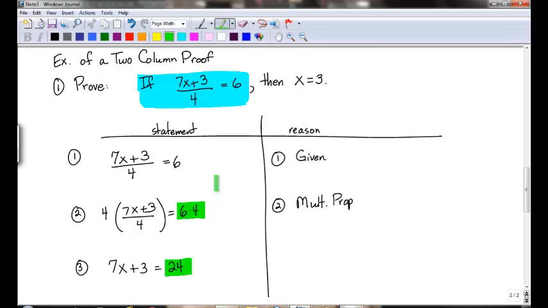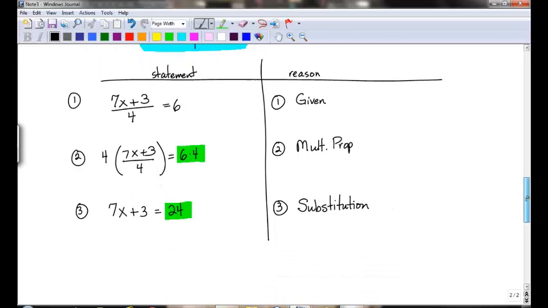Substitution. Okay? So this reason, 6 times 4, we're substituting 24 in for 6 times 4. And this is the one I don't want you to abbreviate, and you do have to learn how to spell it. Okay.